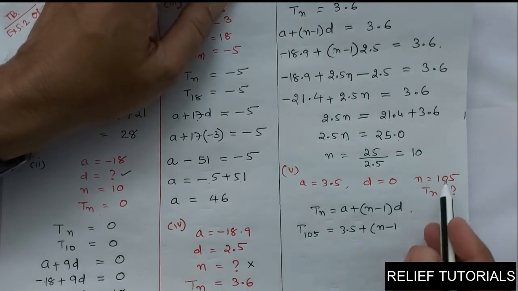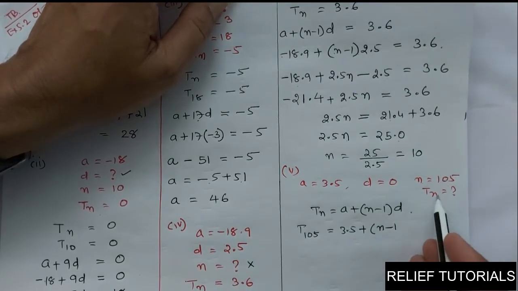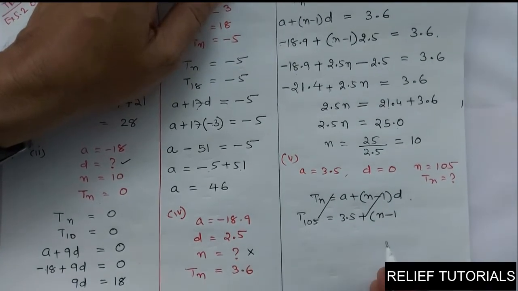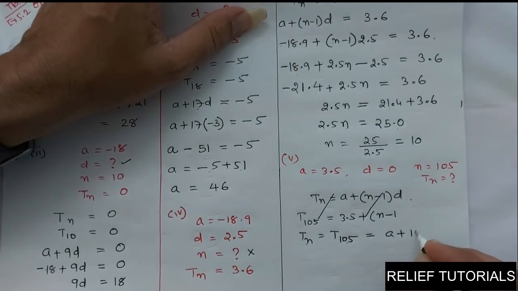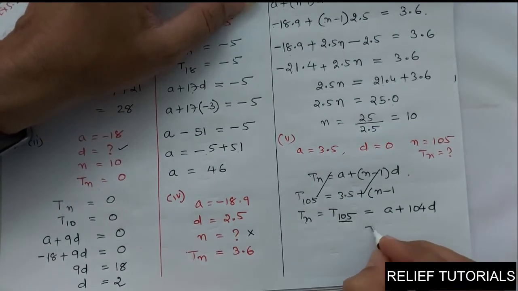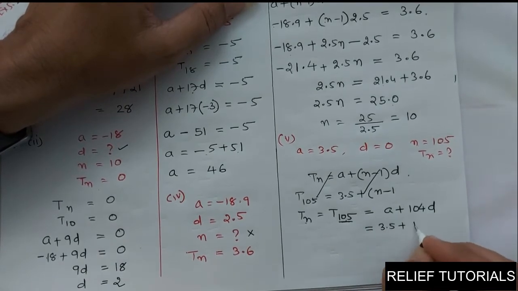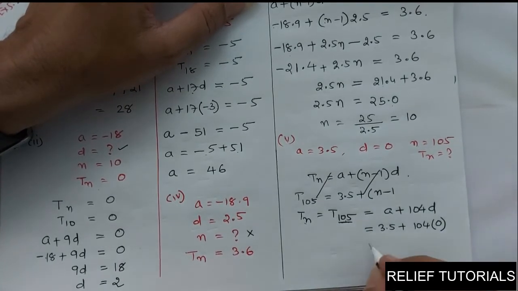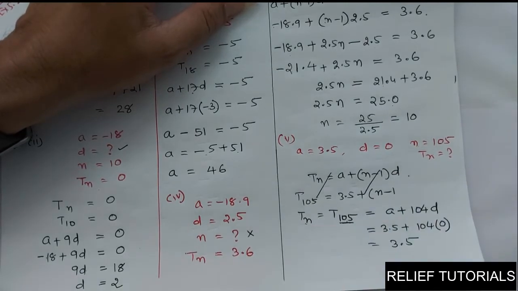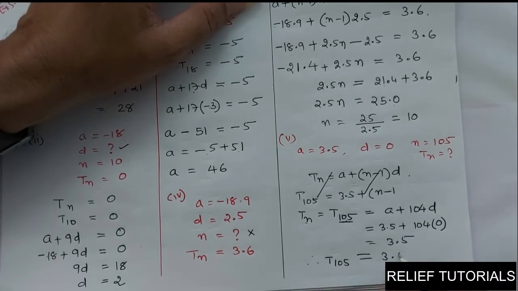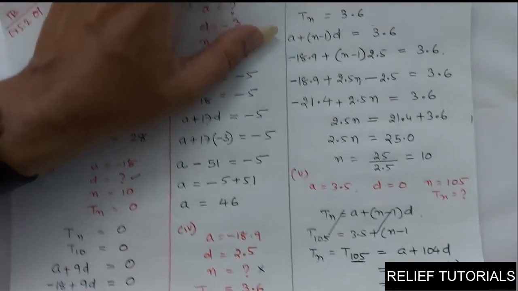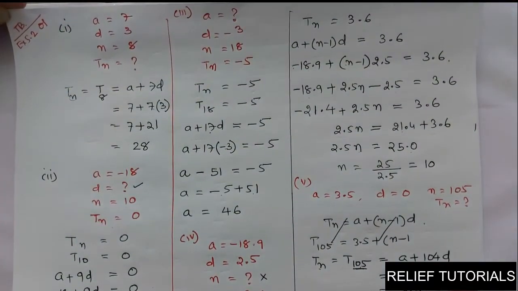Okay friends, n is given, here n is 105. You have to find Tn, so Tn is equal to T105. N is equal to 105. T105 means A plus 104D, one less. So now A is 3.5 plus 104 into difference. Difference is 0. So that is equal to 3.5. Therefore you can say T105 is equal to 3.5. Clear? So in this way we have completed our question.